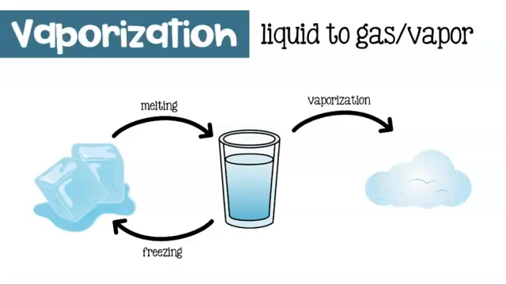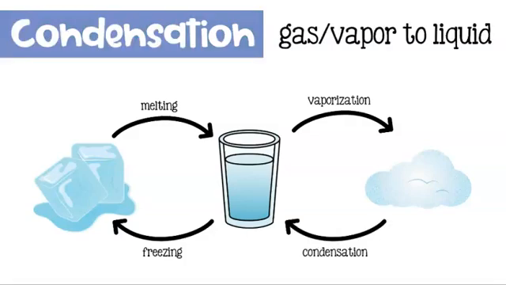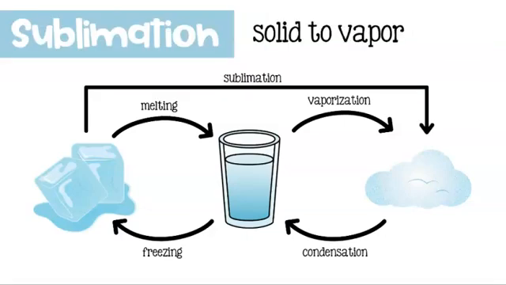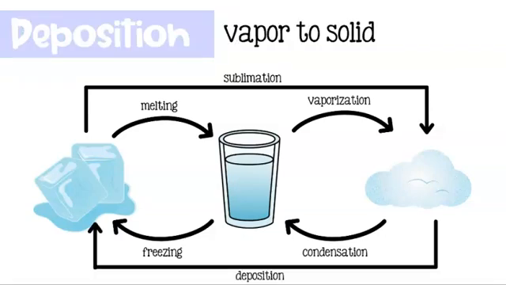Then we have vaporization, which is taking a liquid and turning it into a gas or vapor. This requires you to add heat. And its opposite, condensation, will require you to remove heat to go from the gas or vapor stage to a liquid. Now, you can also go directly from solid to vapor by a process called sublimation, which, just like melting and vaporization, requires you to add heat. Deposition, on the other hand, goes from vapor directly to solid by removing heat.